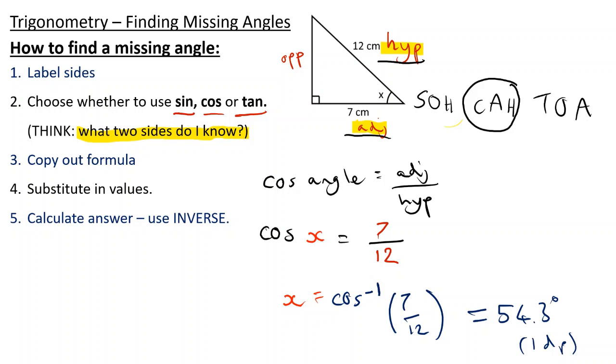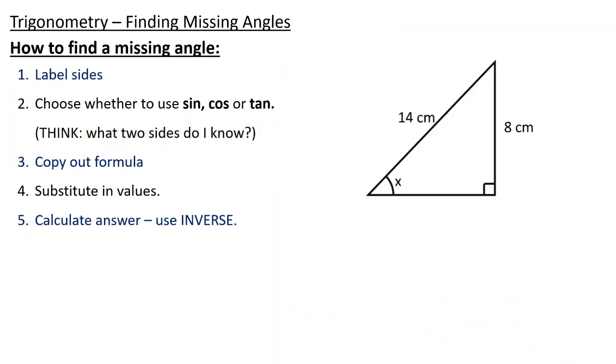We'll do a second and maybe a third just to get you to grips with that. So next example then here, same instructions as before. Step 1, we're going to label our sides. We'll go a little bit quicker now. So up here then, our hypotenuse. This is angle X, so this is the opposite. This is next to angle X, so this is the adjacent.